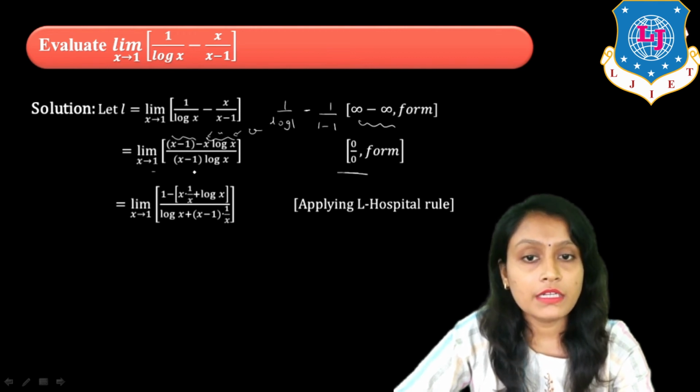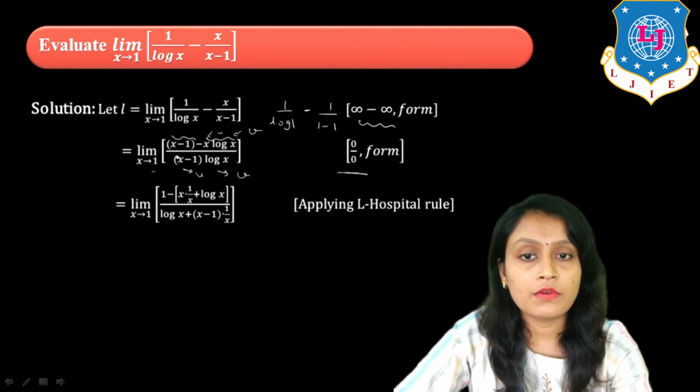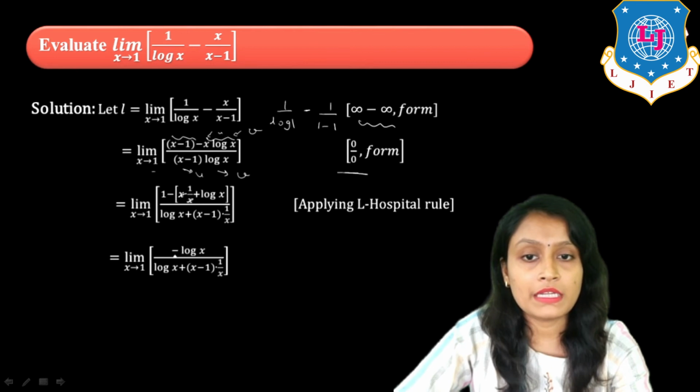And in the denominator again we will apply the uv rule. So consider this as u and this as v. So log x as it is, derivative of x minus 1 is 1, plus x minus 1 as it is, derivative of log x is 1 upon x. Okay, this x will get cancelled, 1 minus 1 is 0. So what will remain is minus log x upon log x plus x minus 1 into 1 upon x.